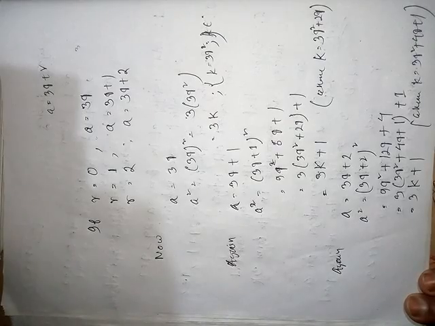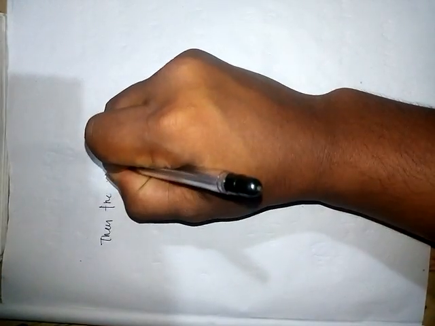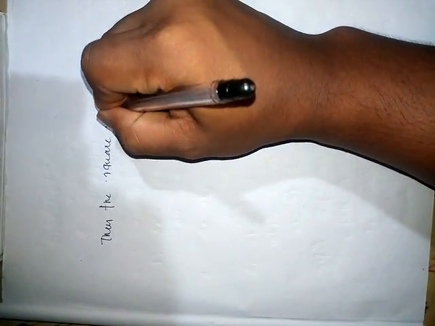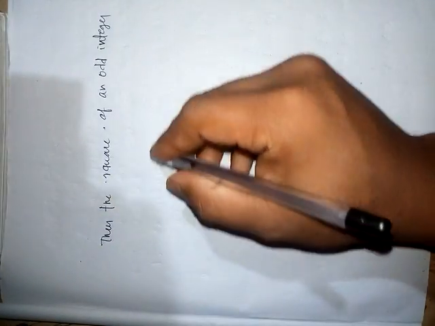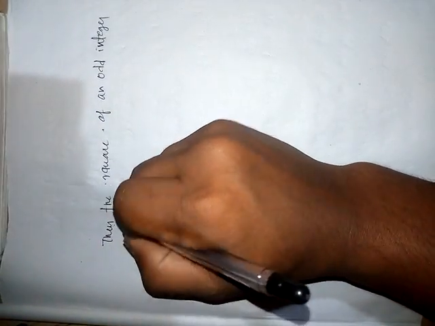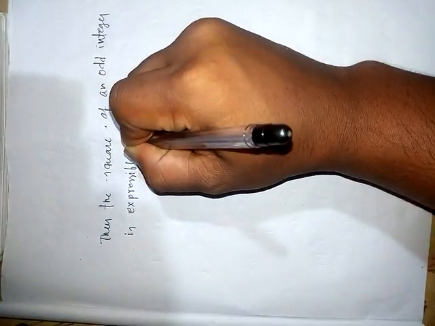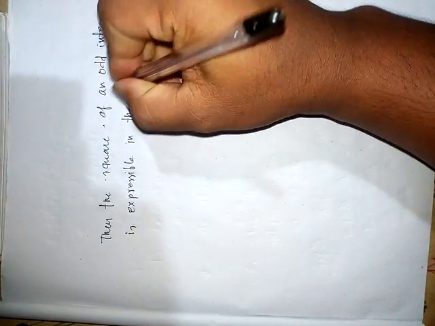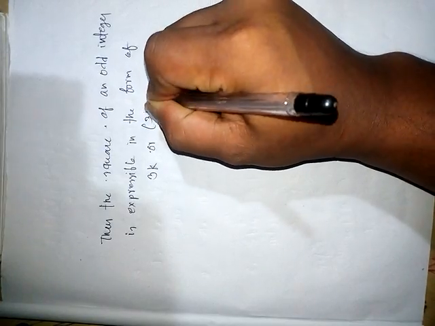Thus the square of an odd integer is expressible in the form of 3k or 3k plus 1.